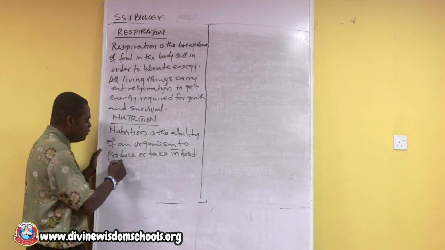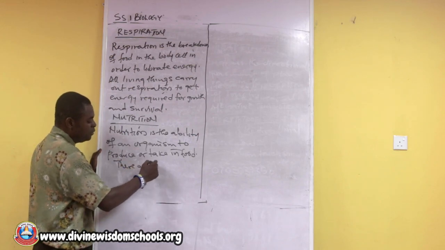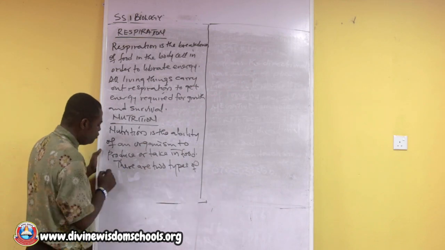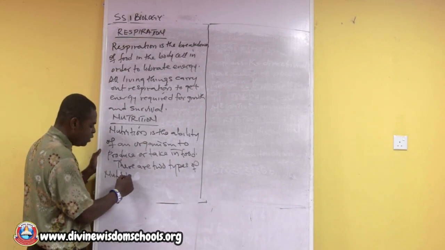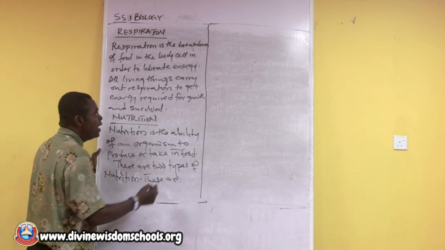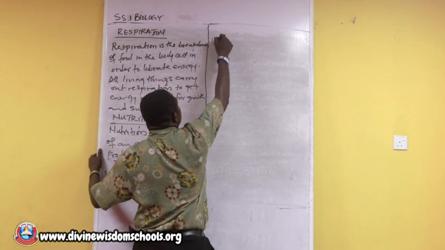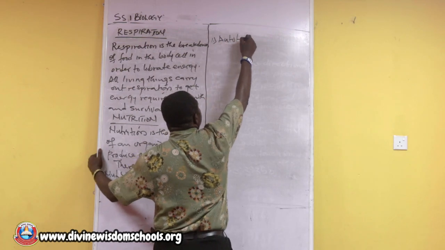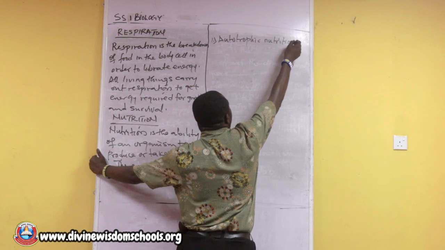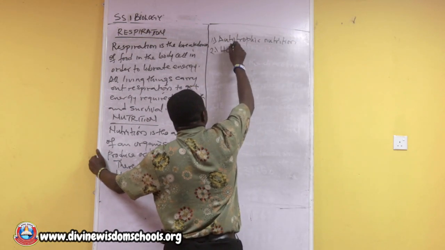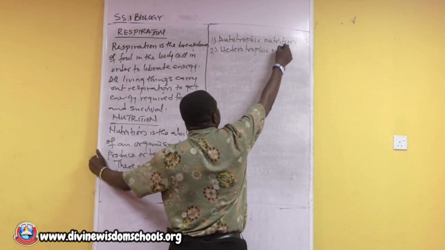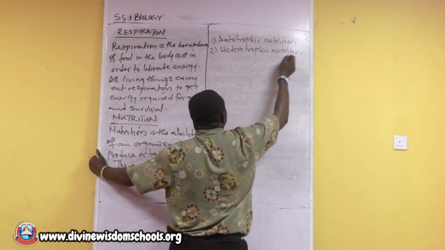Now, there are two types of nutrition. What are they? Number one is autotrophic nutrition. And number two is heterotrophic nutrition. Now, what is autotrophic nutrition?